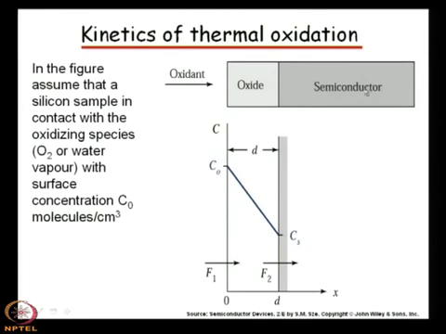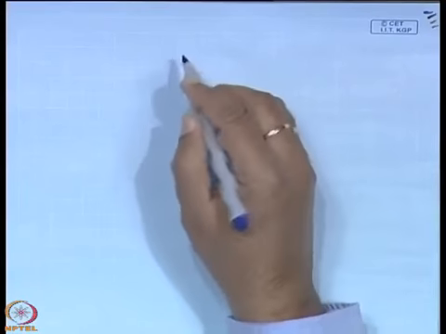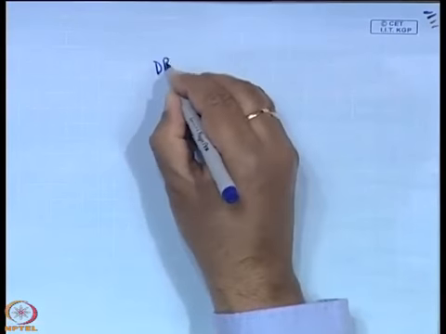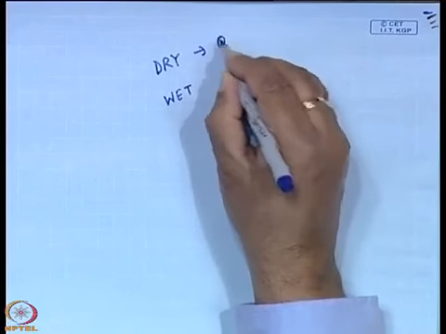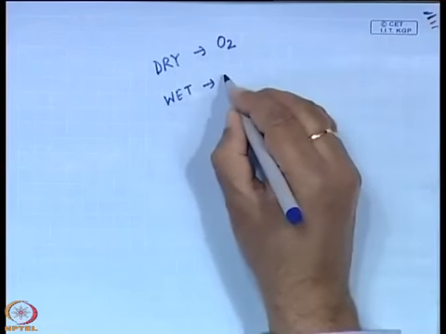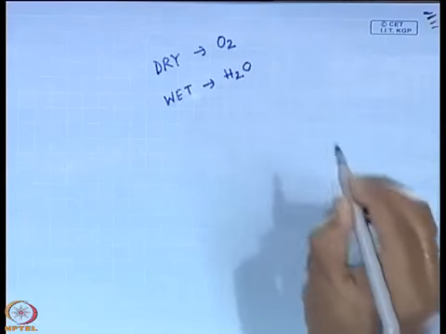This is the semiconductor piece of sample, let it be silicon, and the oxide has been formed at one of its ends through the oxidants. That means we have assumed a silicon sample in contact with the oxidizing species. The oxidizing species can be oxygen or water vapor, because we have discussed earlier that oxidation can be done by two processes. One is dry oxidation, another is wet oxidation, and in dry oxidation generally oxygen is used, and in wet oxidation water vapor or steam is used.